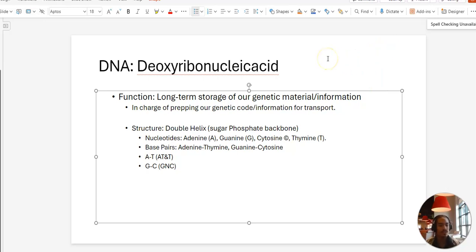It stores genetic information. Preps our genetic code for transport. Basically just getting everything stored and understanding how it works. The structure is our double helix and our nucleotides that are puzzle pieces that hold it together: adenine, guanine, cytosine, and thymine, or A, G, C, T. Remember that. And then our pairs, A and T, G and C. So, that's basically your DNA wrap up.